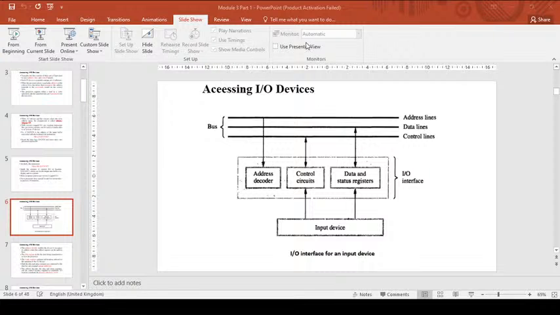To review the basic concepts, let us consider a simple example of I/O operations involving a keyboard and a display device in a computer system. The four registers shown in the figure are used in the data transfer operations.